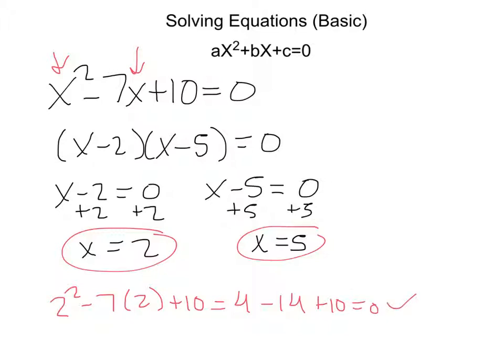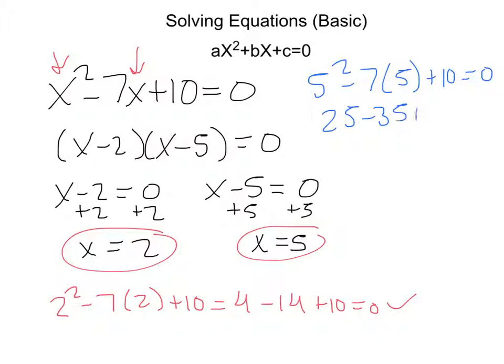Now we'll try this 5. We'll say 5 squared minus 7 times 5 plus 10. We want it to equal 0, so we're going to work on this left side. We'll say 25 minus 35 plus 10. So 35 minus 35, we get 0 equals 0. So those both work out, so that means those are both solutions for this problem. Let's move on to another one.